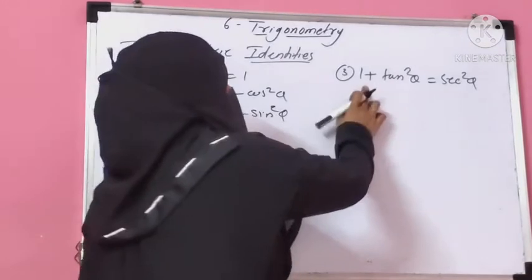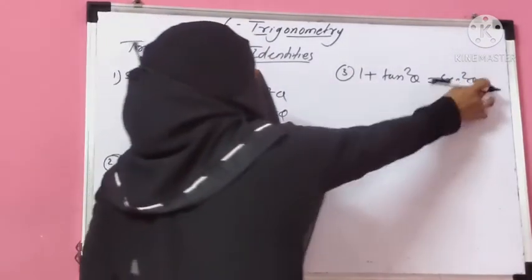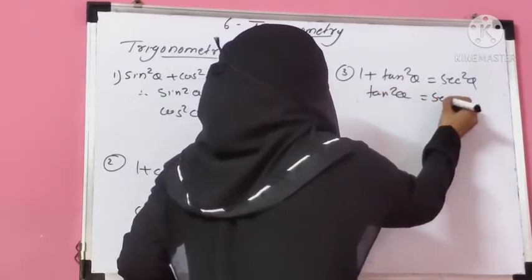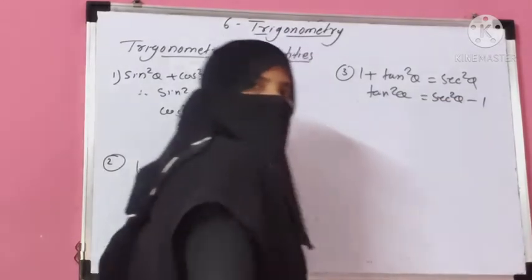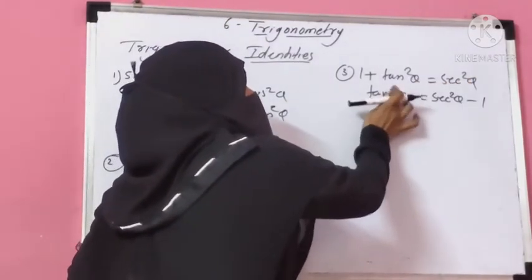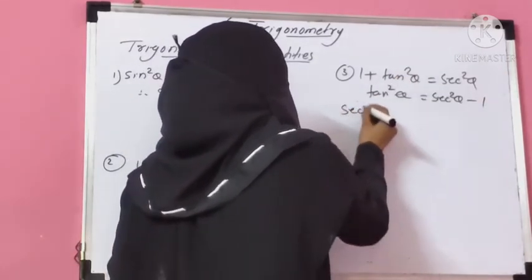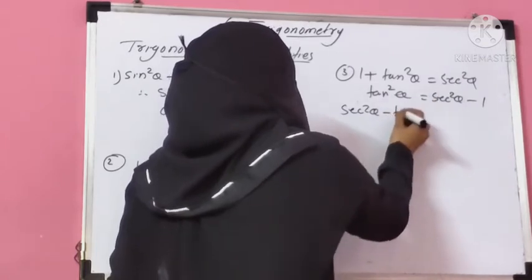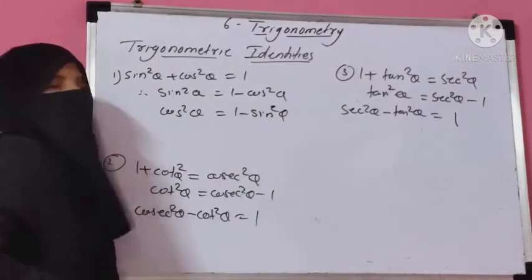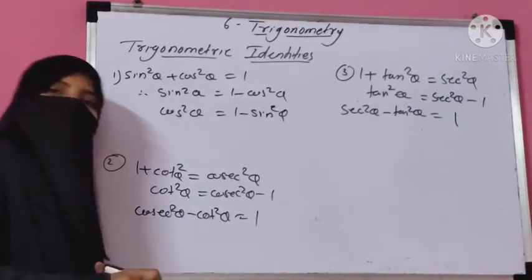Like that here, 1 plus tan square theta is equal to sec square theta. Plus 1 shifted here, then you get tan square theta is equal to sec square theta minus 1. Okay. Now here you get the formula of sec square theta, formula of tan square theta. Next, if you shift tan square theta here, then you get sec square theta minus tan square theta is equal to 1. Okay.